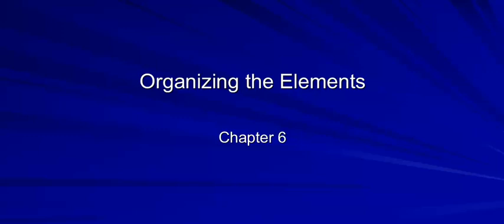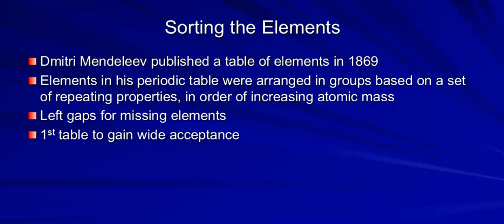Now we're going to look at the periodic table and why it's organized the way it is. Dmitri Mendeleev published a table of elements in 1869. Elements in his table were arranged in groups based on a set of repeating properties, and they were in order of increasing atomic mass. Atomic mass is the decimal number on your periodic table, and it's the weighted average of isotopes.